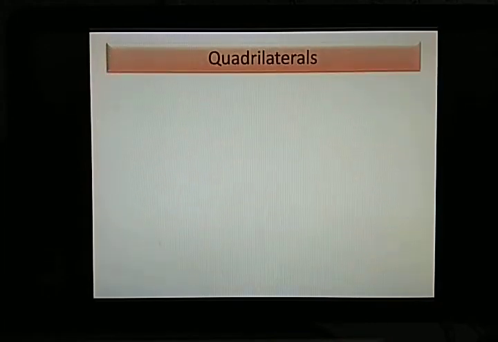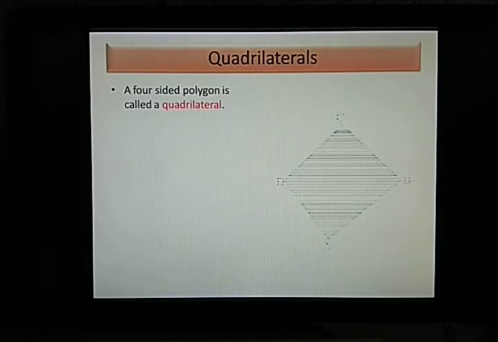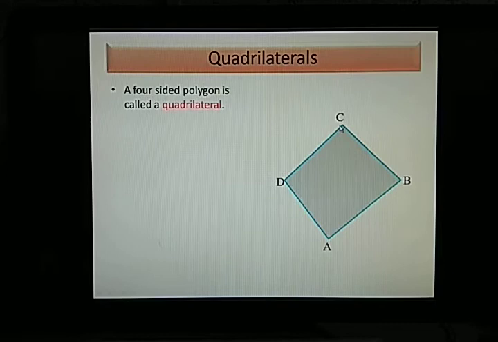So, the name of the polygon is quadrilaterals. So what is a quadrilateral? By definition, it is a 4-sided polygon. Just like a triangle was a 3-sided polygon, a quadrilateral is a 4-sided polygon. You can see here, this is a polygon. It has 4 sides.